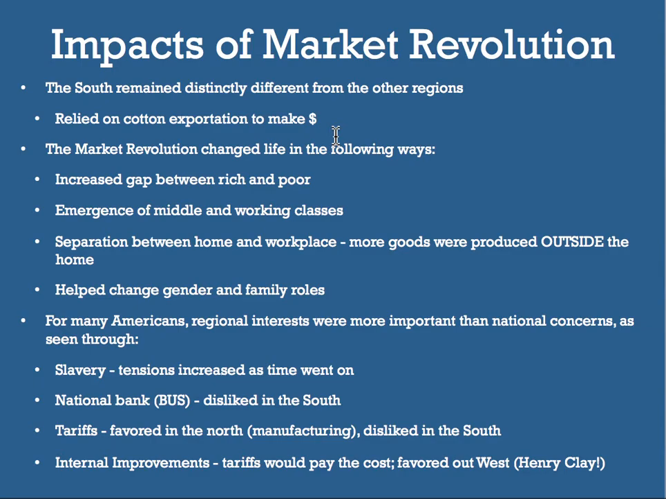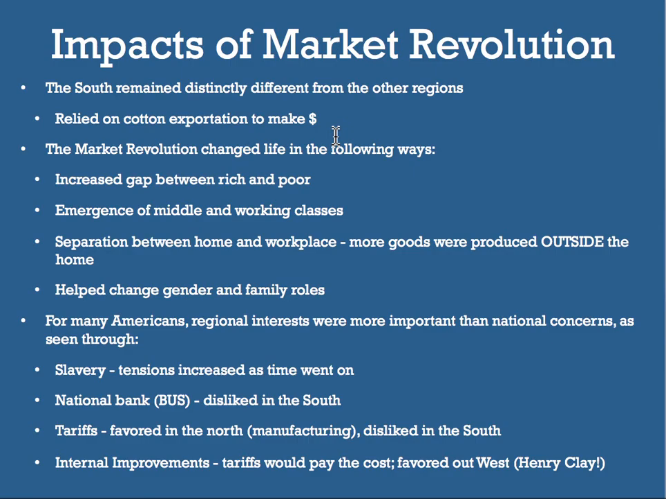A couple other changes because of the market revolution. Like any industrial change like this, you're going to have an increased gap between the rich and the poor. The rich that can afford to fund industrialism and own factories and companies are going to become richer. But we do see, for the first time in American history, the emergence of a middle working class. People that are definitely not poor, but definitely not rich, that are working in the industrial world and doing so successfully.